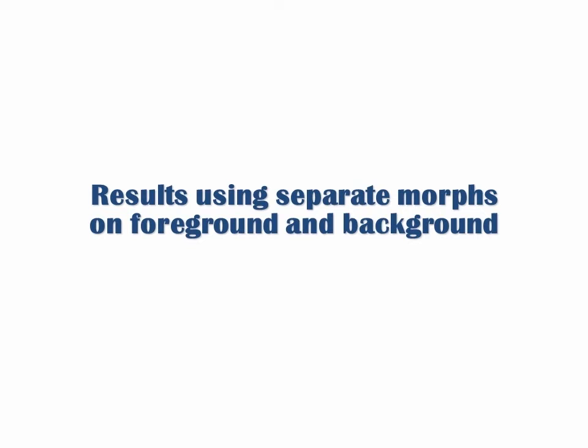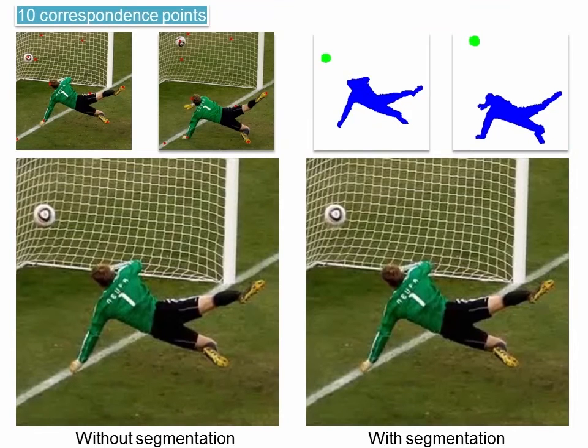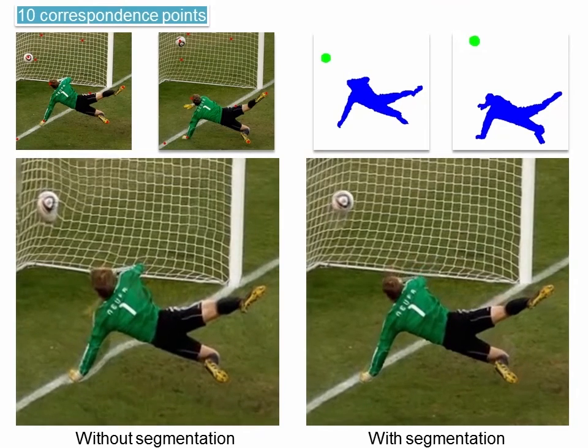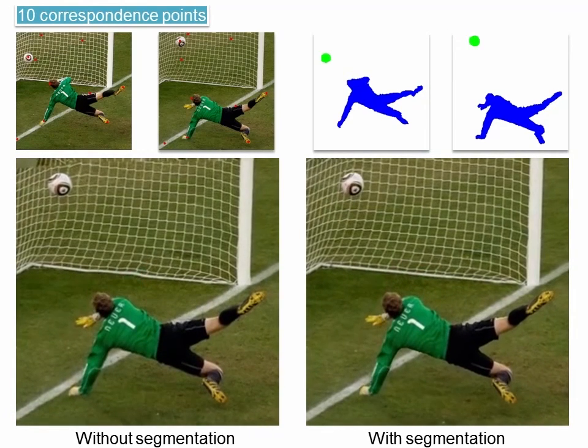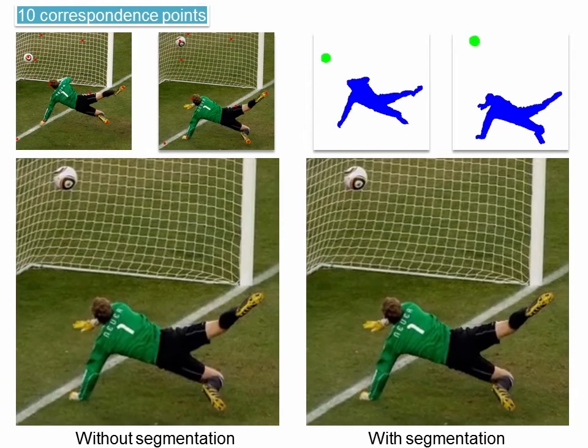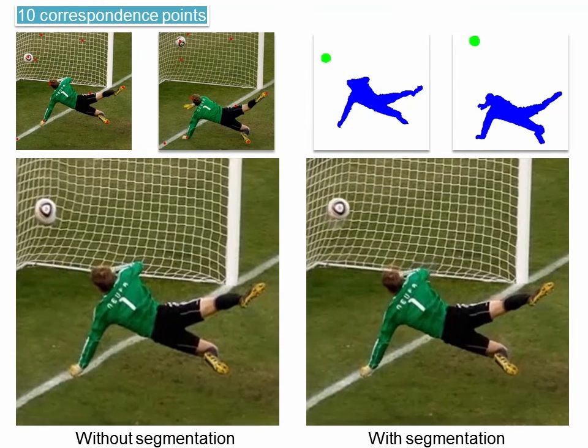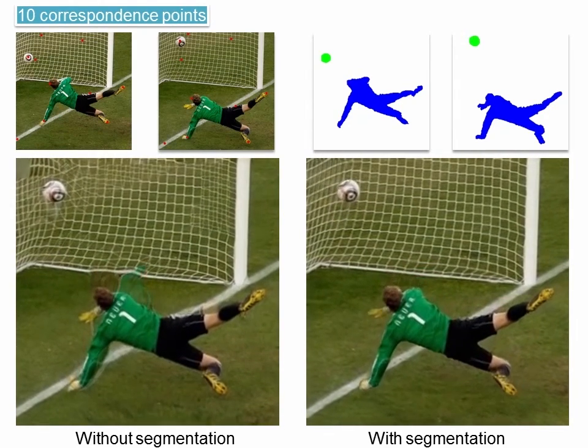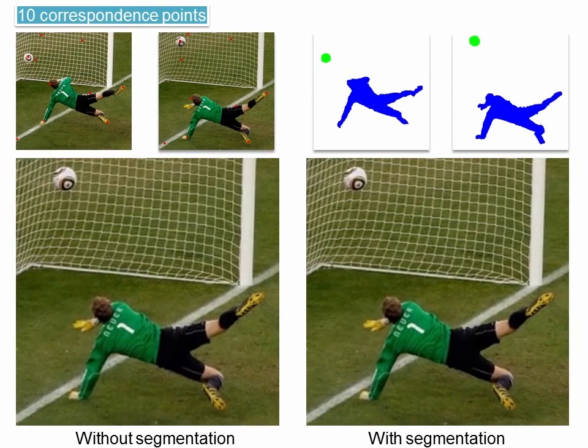In complex cases, segmenting the image is unavoidable. We provide an extension based on intelligent scissors that lets users quickly tag different layers. These layers are morphed independently and then composited. Here, morphing the ball and goalkeeper separately fixes artifacts on the goal net.